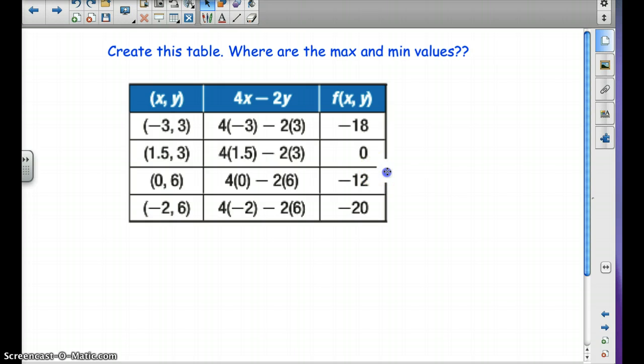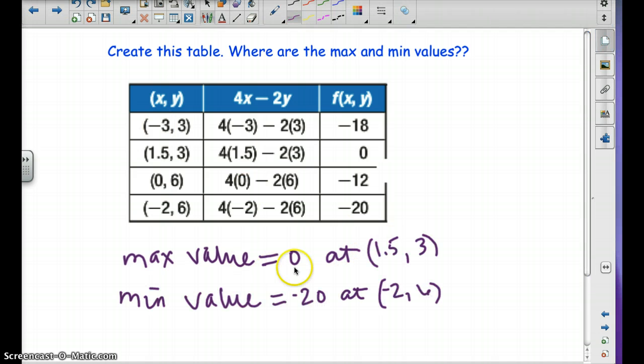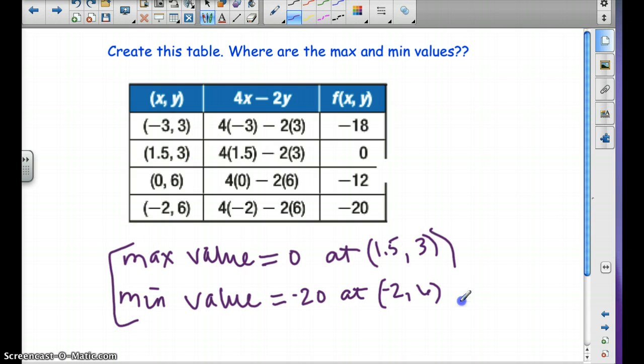Alright, so here are the values. And we look at the max value. The max value is 0, and that is at 1.5 comma 3, and the min value is negative 20 at negative 2 comma 6. So that would be our answer. And this is how you do a bounded region.